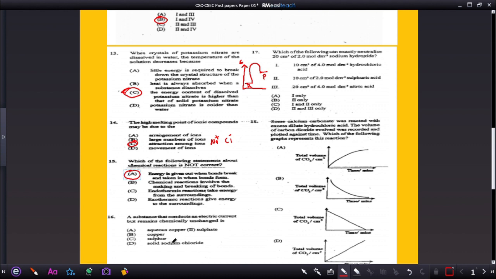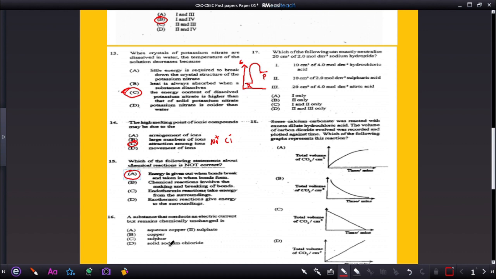Copper, the copper that is used in your electronic devices, the plugs and so forth to charge your devices, it's actually copper. In most cases, there are copper wires inside of them, and they do not undergo any chemical change. That is why you are able to use them over an extended period of time.